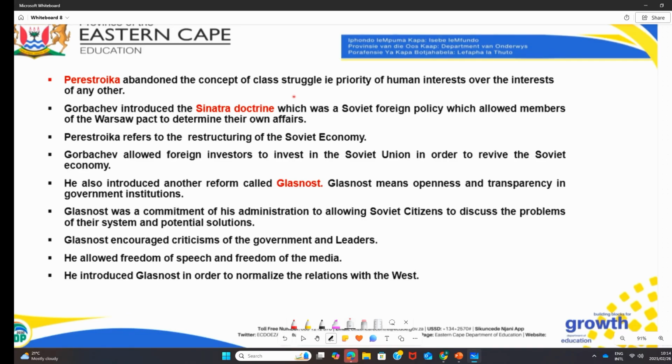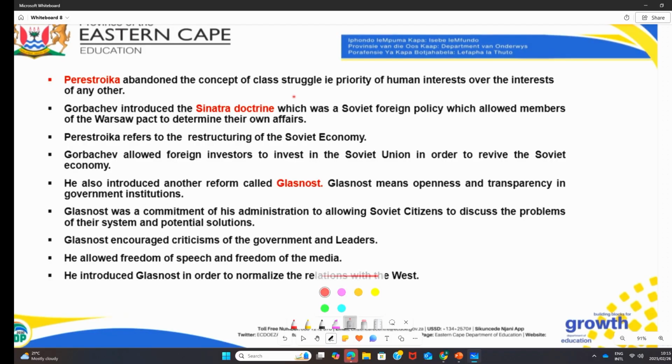Gorbachev introduced the Sinatra Doctrine, which was a Soviet foreign policy that allowed members of the Warsaw Pact to determine their own affairs. Before he came to power, members of the Warsaw Pact were not allowed to determine their own affairs. Their affairs were determined by the Soviet Union. But now he gave them autonomy to determine their own affairs. Gorbachev also allowed foreign investors to invest in the Soviet Union in order to revive the Soviet economy.